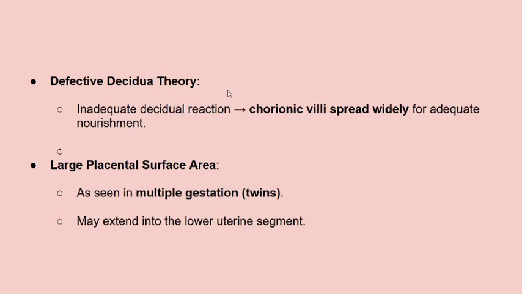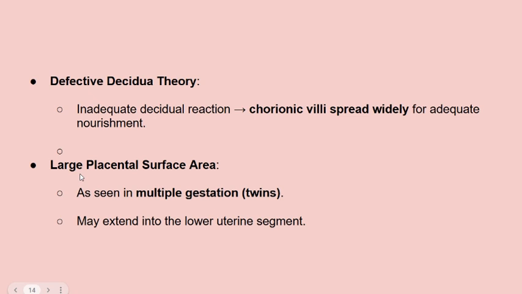There's also the defective decidua theory. The decidua reaction is the cellular changes within the endometrium that occur after implantation has happened within the endometrial lining. It's thought that this reaction is not proper and is more widespread than it should be. The decidua reaction should actually be more localized at the site of implantation, but if the reaction is more widespread, the chorionic villi can spread beyond the margins or the region of implantation and increase the likelihood of it entering the lower uterine segment.